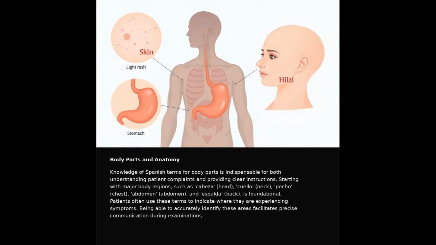Body parts and anatomy. Knowledge of Spanish terms for body parts is indispensable for both understanding patient complaints and providing clear instructions. Starting with major body regions, such as cabeza, head, cuello, neck, pecho, chest, abdomen, and espalda, back, is foundational. Patients often use these terms to indicate where they are experiencing symptoms. Being able to accurately identify these areas facilitates precise communication during examinations.